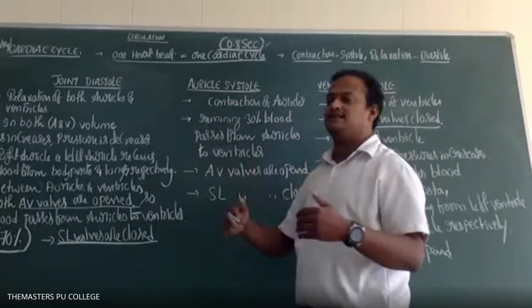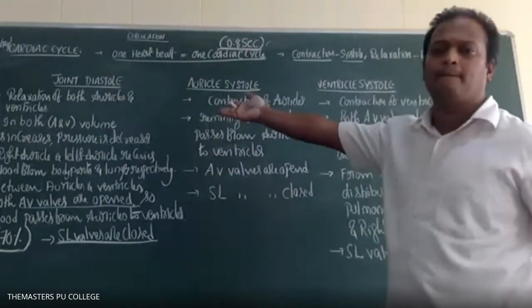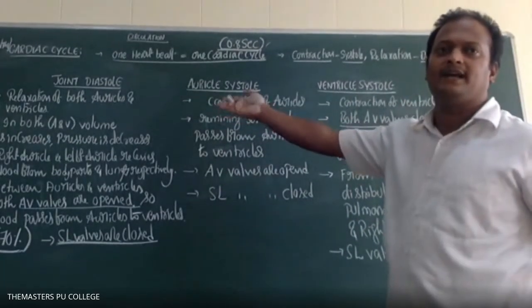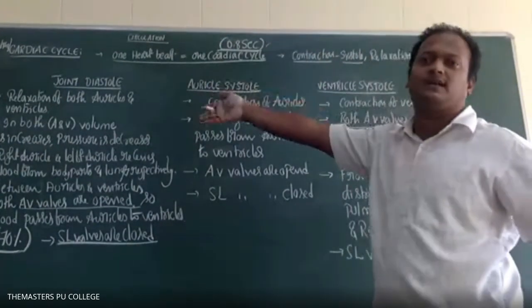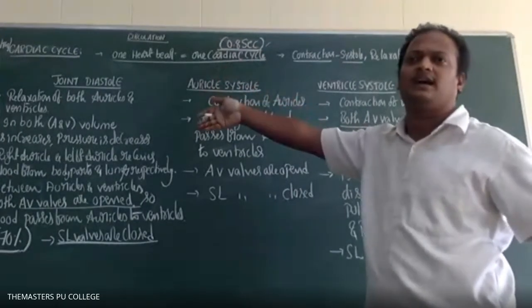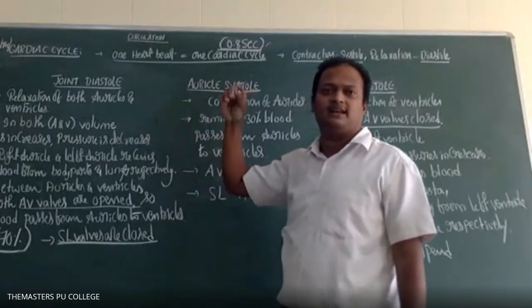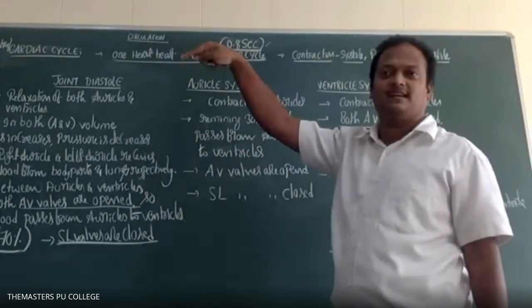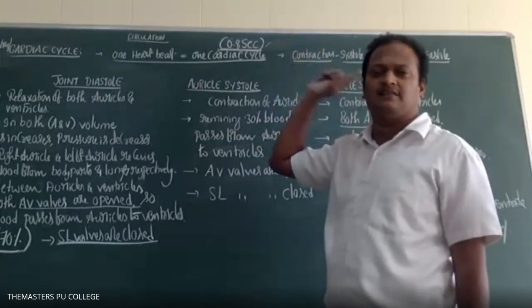When pressure decreases, where does the right auricle receive blood from? From the body parts, through the vena cava. And the left auricle receives blood from where? From the lungs, which is oxygenated blood. Is it clear? The basic structure, never forget.